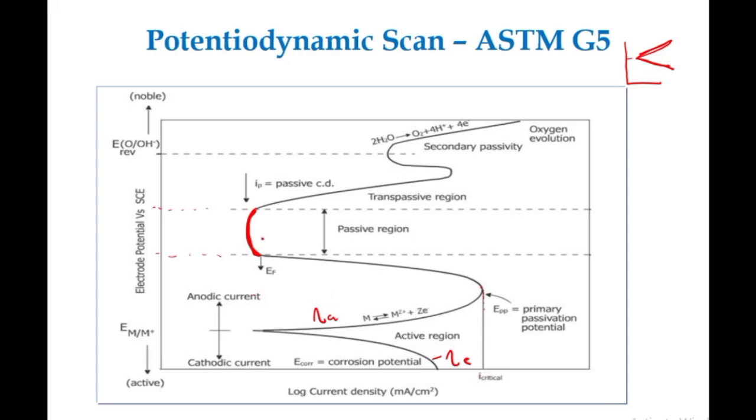We should also know that I p is the passive current density. The passive current density is this side. So the current obtained from here is the passive current density. We should know that. And let's move on to a question.